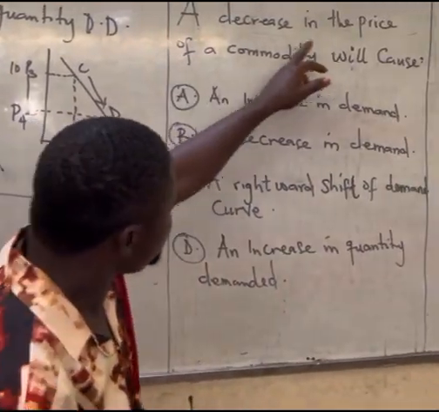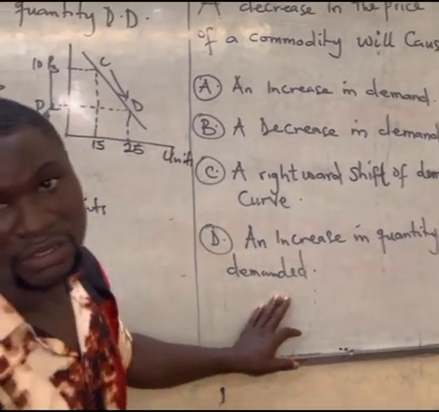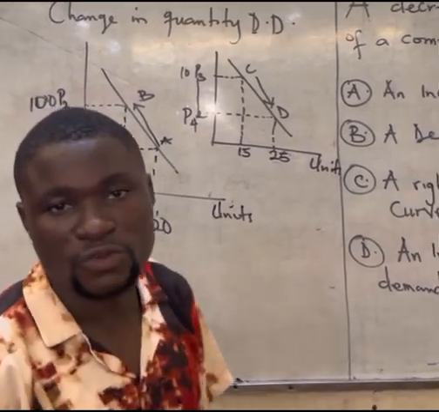So with that, we can conclude that the answer is what? D. A decrease in the price of a commodity will cause an increase in the quantity demanded of the commodity, as explained here.